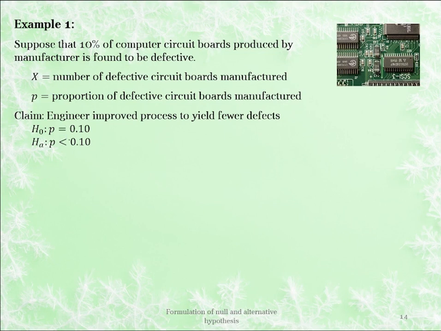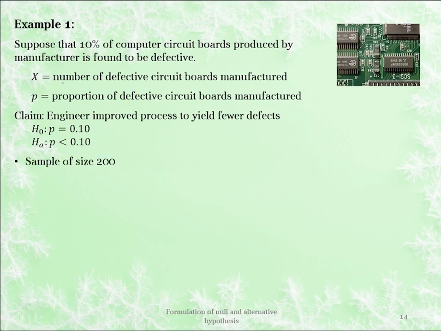Proportion is also much easier to understand than the number of defective circuit boards, because if you are looking at the number of defective ones, then you of course need to know what the context is. So how many are you looking at in total to say what the number is? So it's just better if we work from proportion, because everyone knows what 10% means.